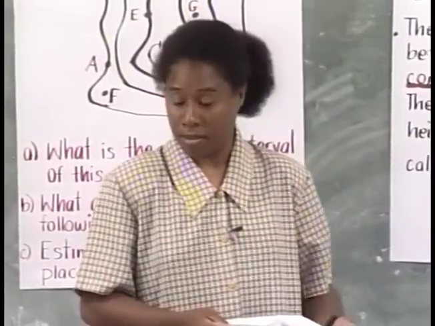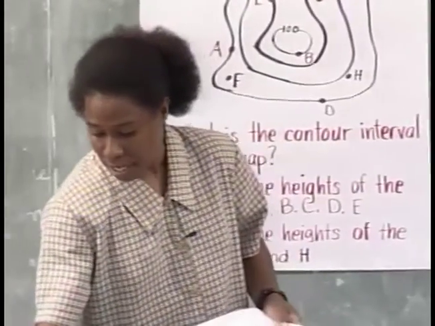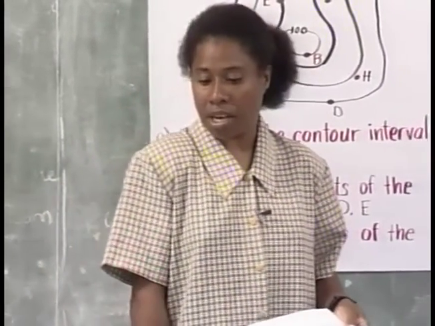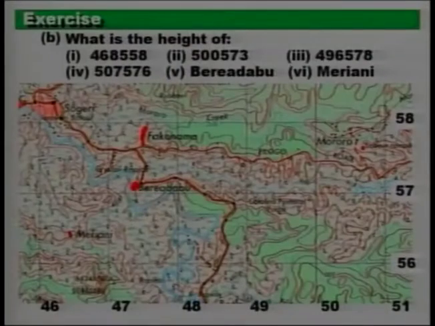Okay, I'll stop here because we're also at the end of our lesson, and the remainder of the activities, number 3, number 4, number 5, and number 6, you are required to do for your homework. Make note of number 6 also, to give the height of Mariani, and complete those for homework. We'll check on those tomorrow.